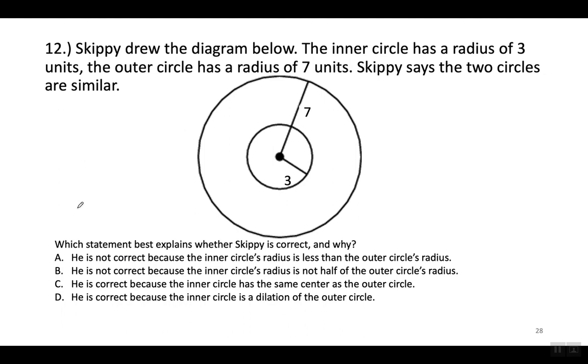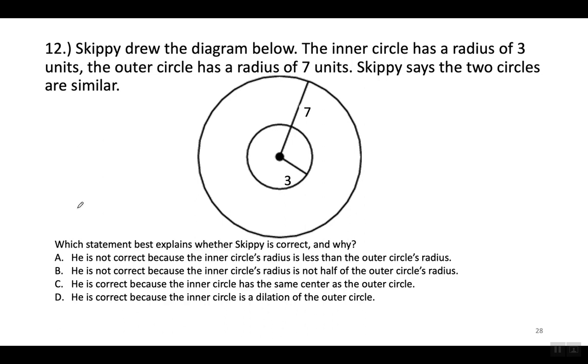Okay, question number 12, Skippy. Skippy's a former student of mine. He's a senior now. That's not his real name, though. That's just a nickname. Skippy drew the diagram below. The inner circle has a radius of 3 units. The outer circle has a radius of 7 units.